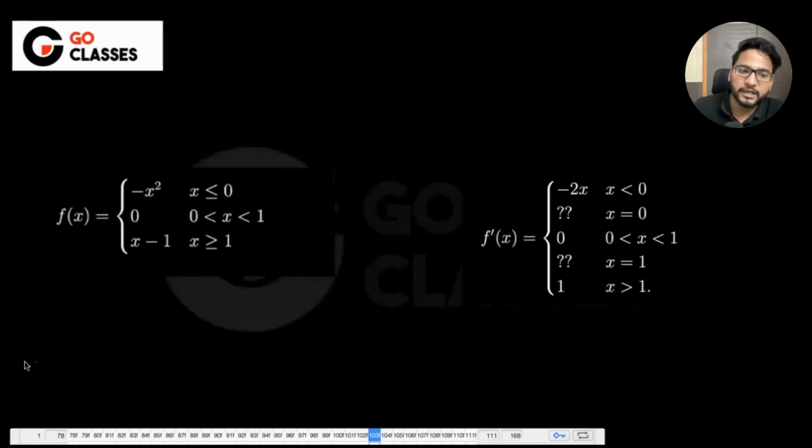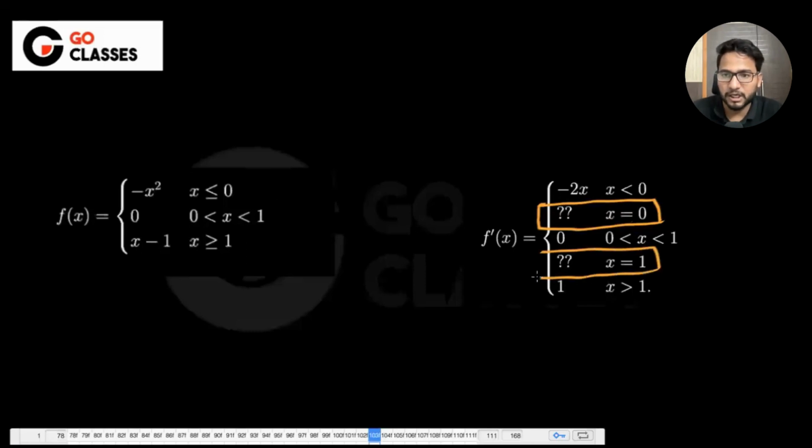Have you understood what I'm saying here? That you are putting the question marks. Why are you putting the question marks? Because till now, you just have to check the differentiability at these two points. So that's why you are putting the question marks here in the piecewise function.